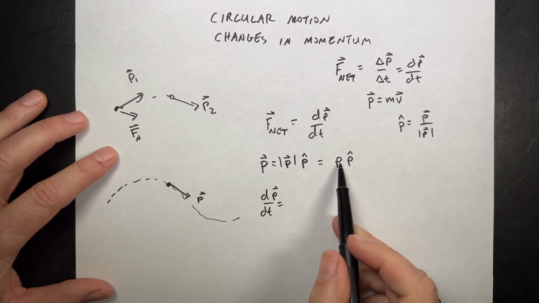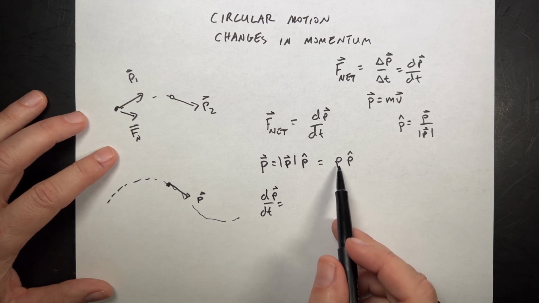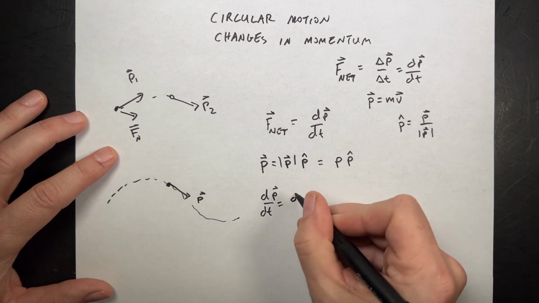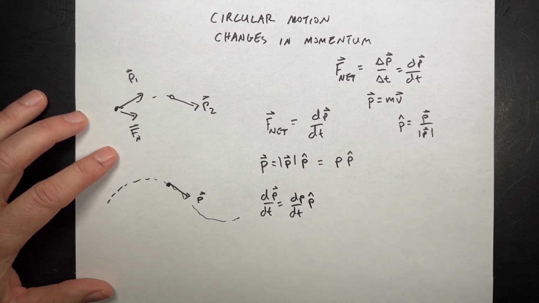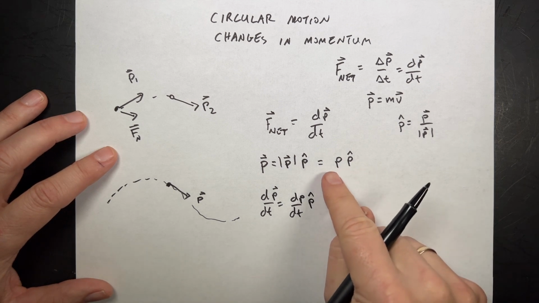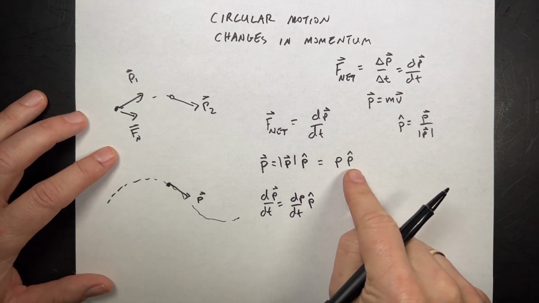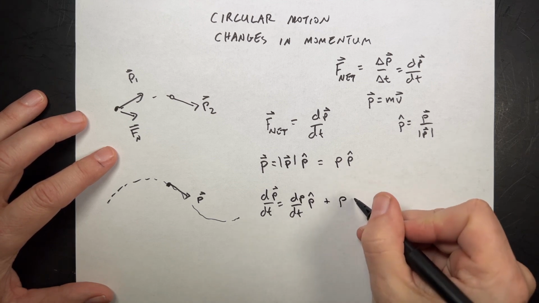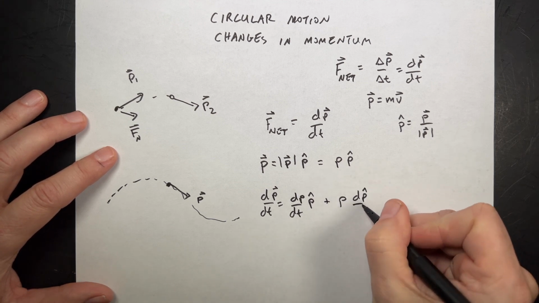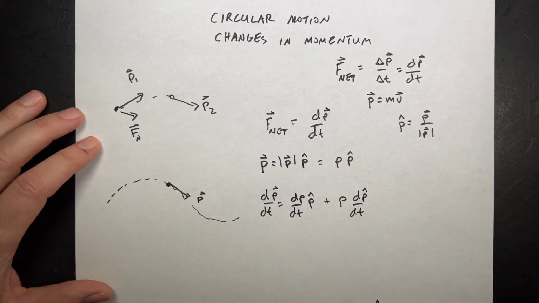That's going to be the derivative of, I have a product now, right? And both of these can change. So I'm going to take the derivative of this first one. So I'm going to say the derivative of the momentum magnitude with respect to time times p hat. But now I have to take the momentum magnitude times the derivative of the p hat vector. So I'm going to say plus p times d p hat dt.